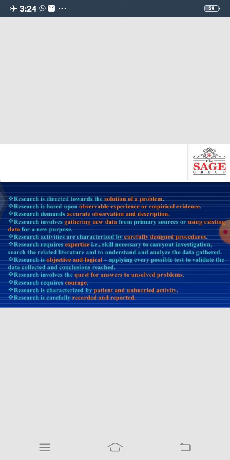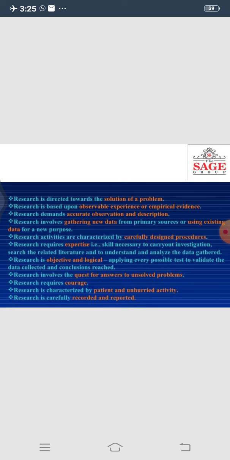Research is directed towards solution of a problem, as we have discussed right now. It is based on observable experience and empirical evidence. As I told you, it has to be backed by data. That is very, very important. Research demands accurate observation and description. Yes, it cannot be faulty. Therefore, the data should be checked thoroughly. It should be foolproof.